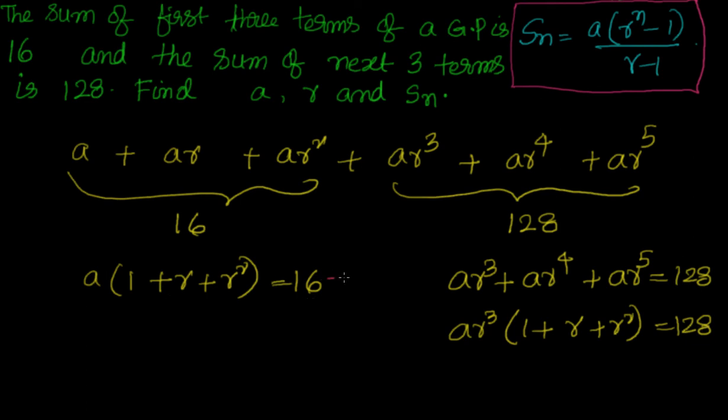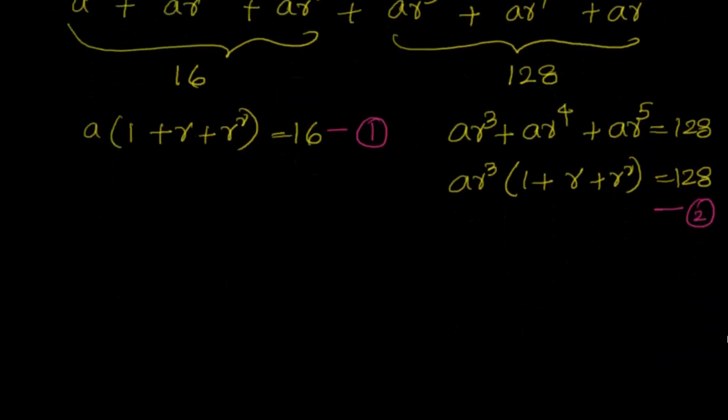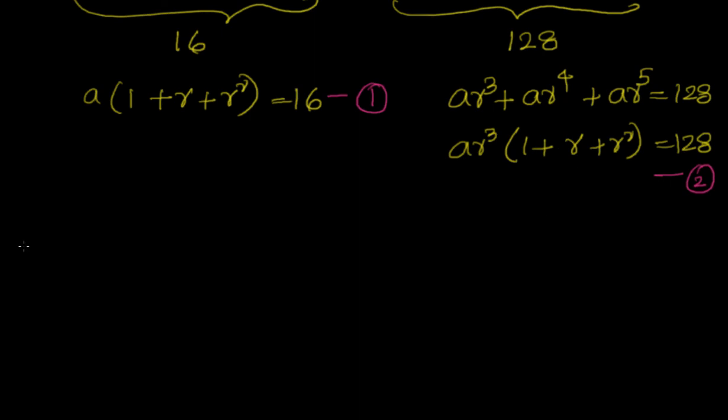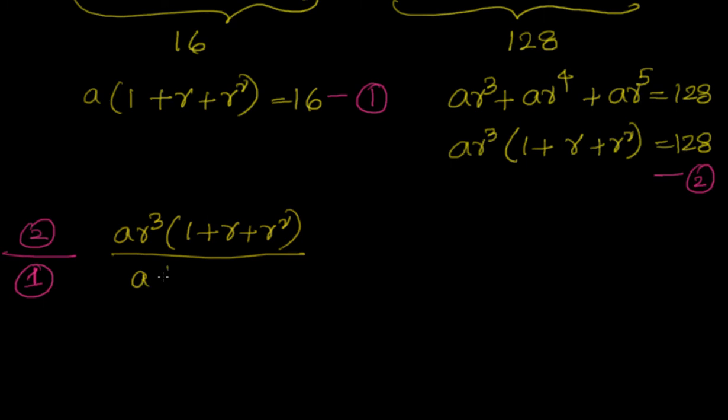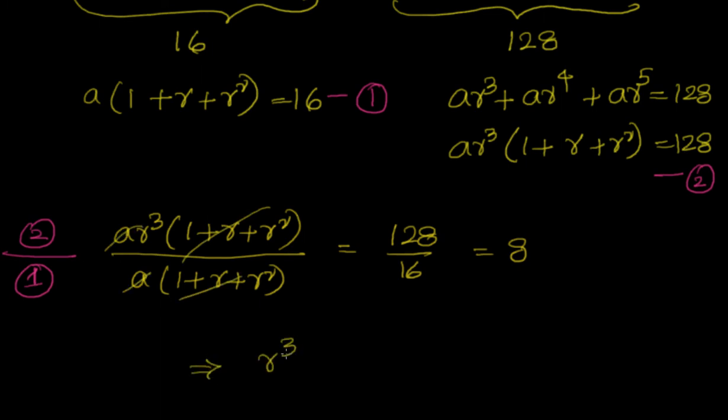Now let us say this is my equation number 1 and this is my equation number 2. You can see that 1 plus r plus r square is common in both of them. So if I go ahead and say 2 divided by 1, so that I can get the value of r, I will have ar cube into 1 plus r plus r square divided by a into 1 plus r plus r square, which is nothing but equal to 128 divided by 16. That's equal to 8. Now a cancels out. I am left with r cube equal to 8. That gives me r equal to 2.